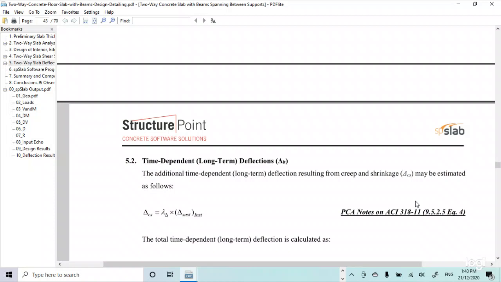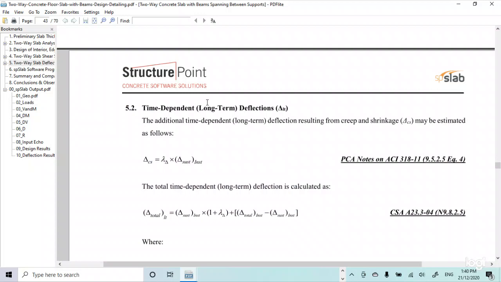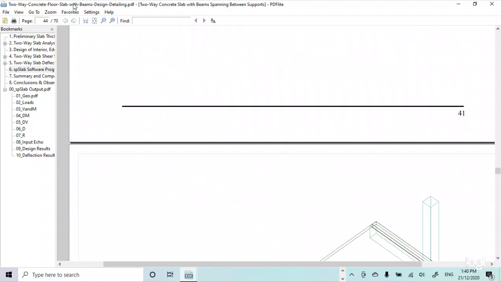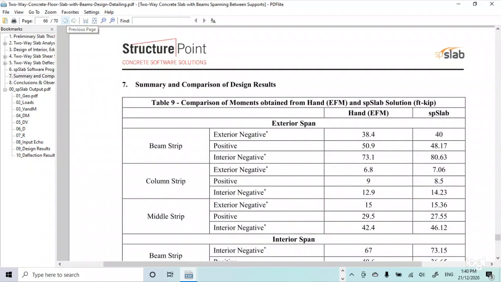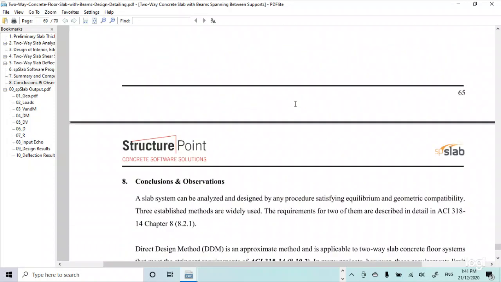From page 44 onward you can see there's a software application. Then on page 66 you can see the design result. Those design results are presented up to page 69.